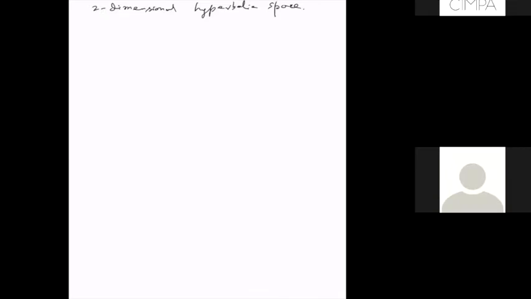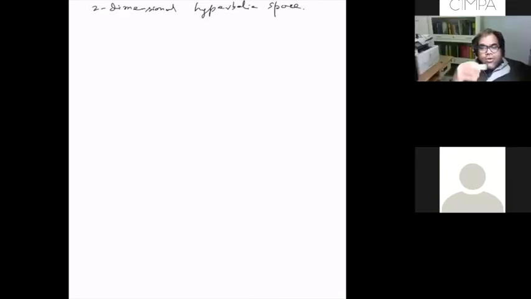Okay, so what we do today, we restrict ourselves to two-dimensional hyperbolic space. So essentially, whatever I have discussed yesterday, I will redo everything, but assuming the dimension is 2. That means you recall what we did at the beginning yesterday. We started with a first thing.